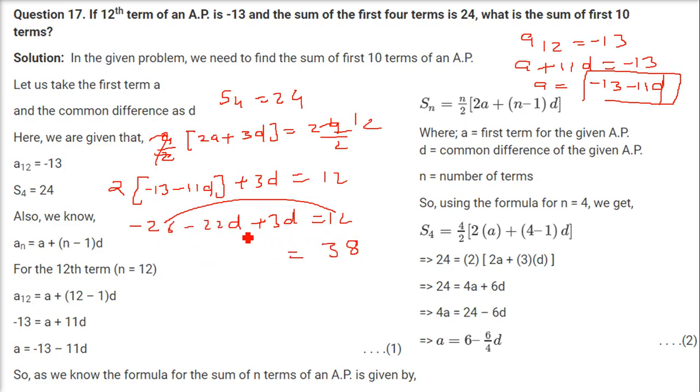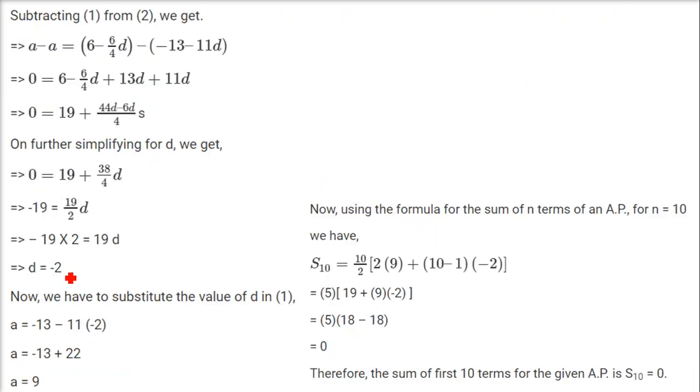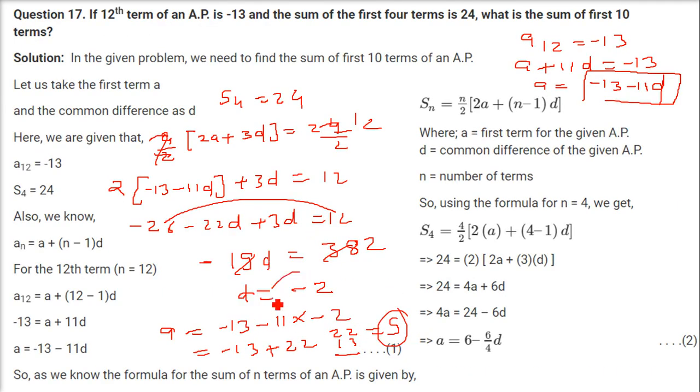And this is going to be minus 22d plus 3d, so it will be 19d, and it will be negative. So d will be equal to minus 38 by 19, so minus 9 twos are 38, so minus 2. So d is minus 2. How to find out a? Minus 13 minus 11 into minus 2. So minus 13, or this is going to be plus 22. 22 minus 13 is going to be 9. So d is minus 2 and a is 9.